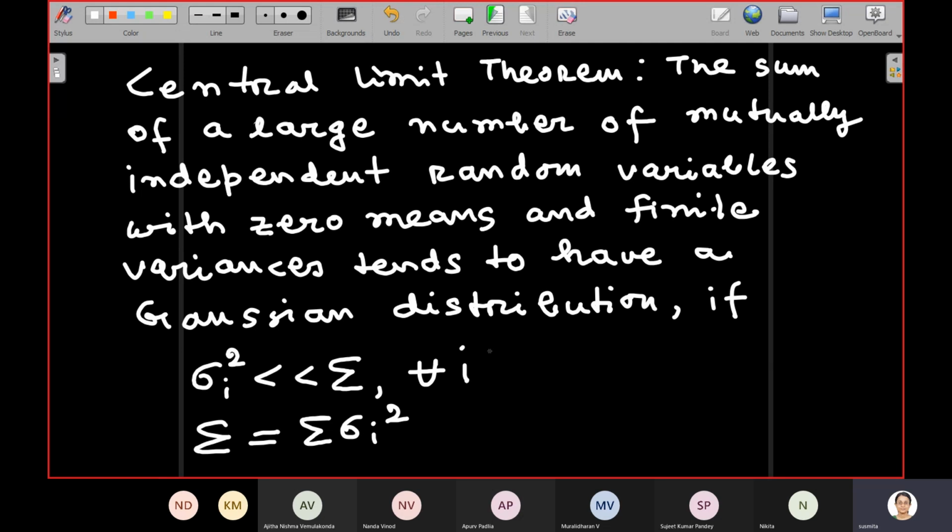Okay, only if this condition is satisfied, meaning none of the random variables dominate over the others. Okay, so all have similar variances, and 0 means, and we need to consider a large number of mutually independent random variables. Only if all these conditions are satisfied, their sum tends to have a Gaussian distribution. Okay, now the notation that we are going to follow in this class for Gaussian distribution is this.